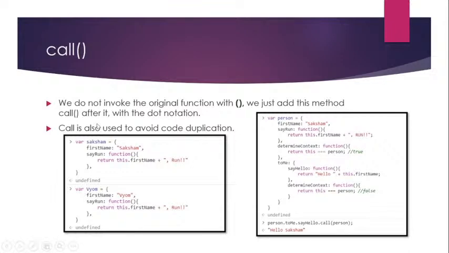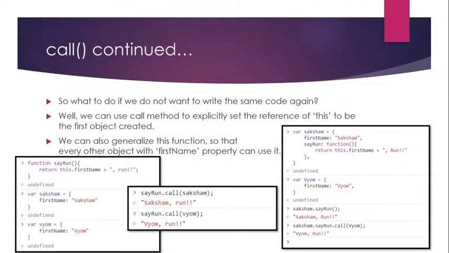Okay, and call is also used to avoid code duplication. How does it do that? Well, in this code example I have two objects. First name Saksham, say run, and it will call Saksham plus run. Well, this is being repeated the same way in another object, that is Vyom. How can I avoid that? So what to do if you do not want to write the same code again? Well, we can use the call method to explicitly set the reference of this to be the first object created. Let's see what I mean by that.